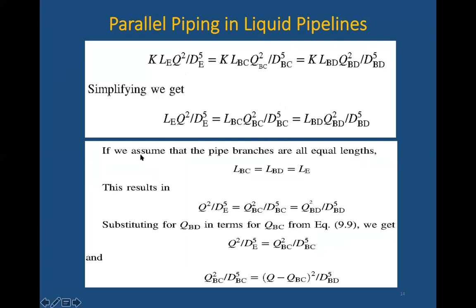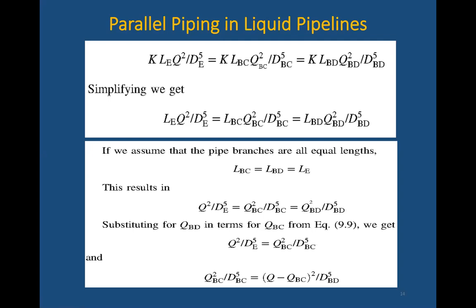If we assume that the pipe branches are all of equal length, then they are all the same. So what do you get? Q square by D to the 5 equal to QBC square by DBC to the 5, equal to QBD square by DBD to the 5. Now, if you use equation 9.9, just go through the assessment book.